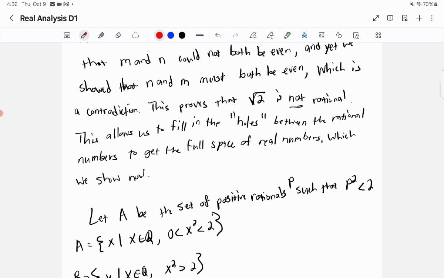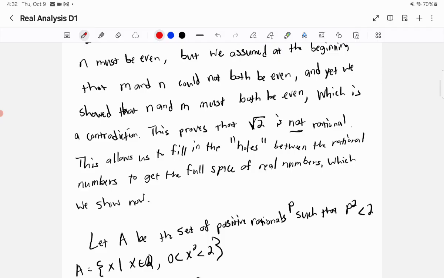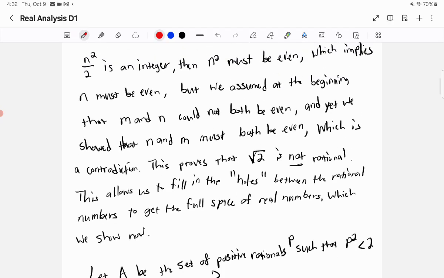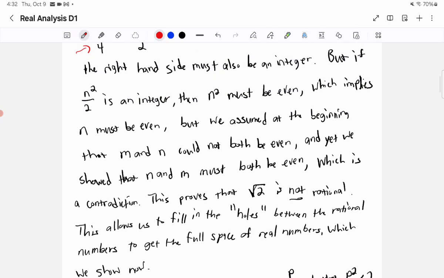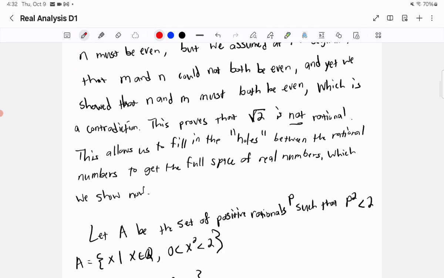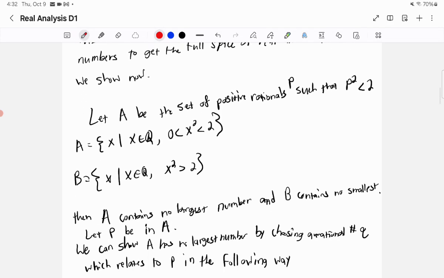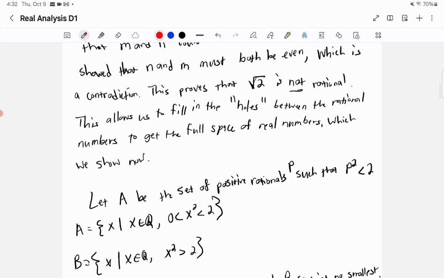We'll be able to show this at some point in the course. So there, once we have some idea of measuring the size of sets, we'll be able to do this. But in any case, we've shown now that the square root of 2 is not rational.